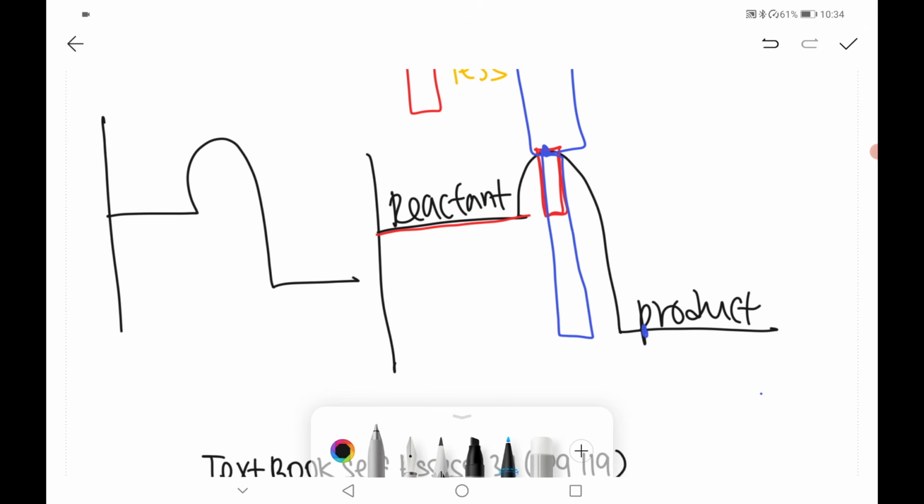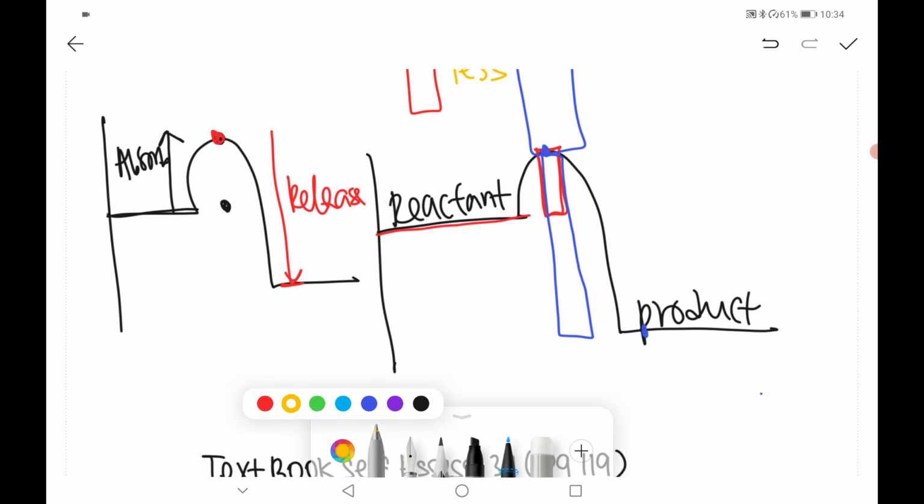All right. So the gap between the highest point and the reactant, this is the energy that you need to absorb. From the highest point to the product, this is the energy that you need to release. And from the highest point to the reactant, this one also can be called activation energy. The gap between the staircase, this is delta H. This concept is very important.